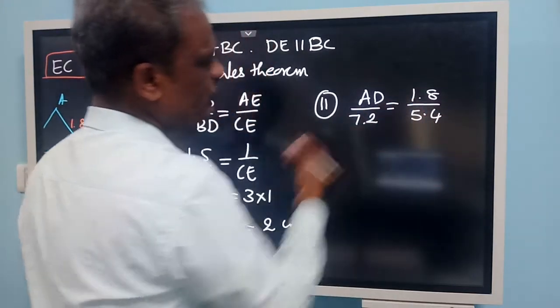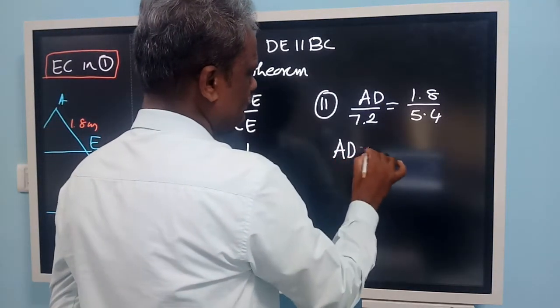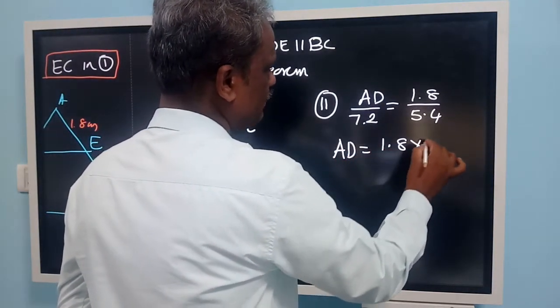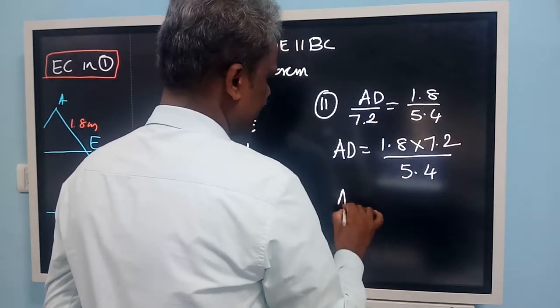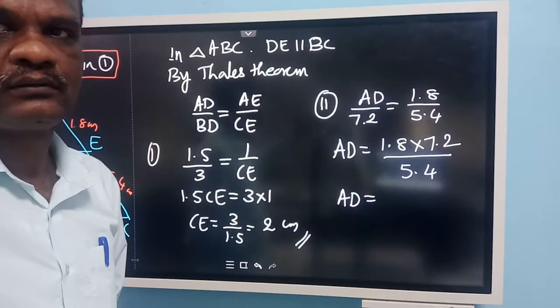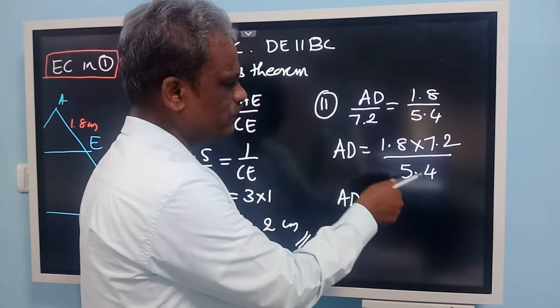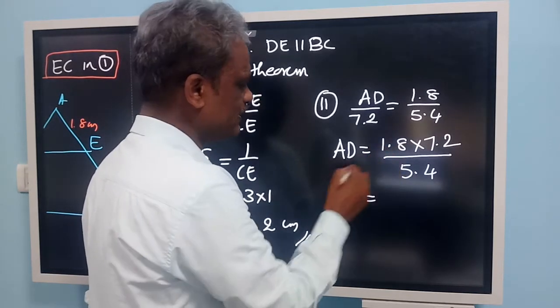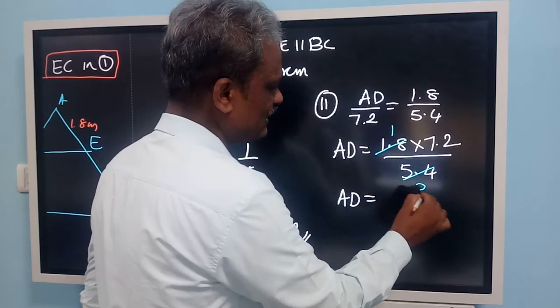5.4. Since we want AD, cross multiply this 7.2. AD will be equal to 1.8 into 7.2 divided by 5.4. So AD is equal to, simplify this one by dividing 5.4. See, 18 3s are 54. Since 1.8 here, 5.4, 1.8 3 times, you can divide this one. 1.8 1s are 1.8, 3s are 5.4.